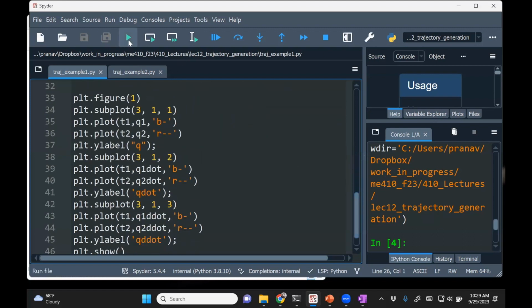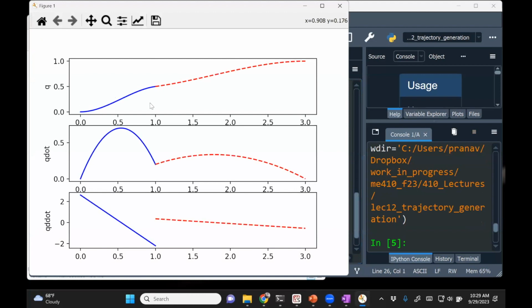It's going to make plots of several things: position as a function of time, velocity as a function of time in the middle panel, and acceleration as a function of time. The red indicates the second part of the trajectory. The blue indicates the first part of the trajectory. You can see that q at 0 is 0, q at 3 is 1, and in between I think we wanted 0.5, and that's what it is.